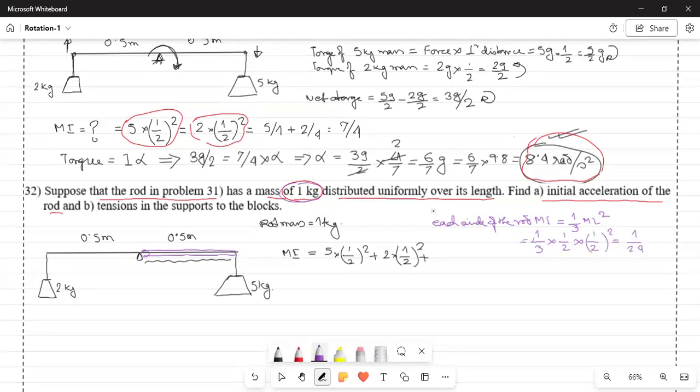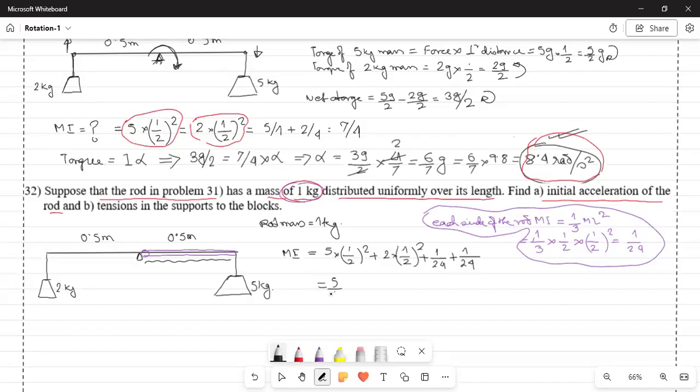This is for each part of the rod, 1 by 24. So this 1 by 24 gets added here twice, once for the left hand side, once for the right hand side. This is equal to your 5 by 4 plus 2 by 4 plus 1 by 24 plus 1 by 24.